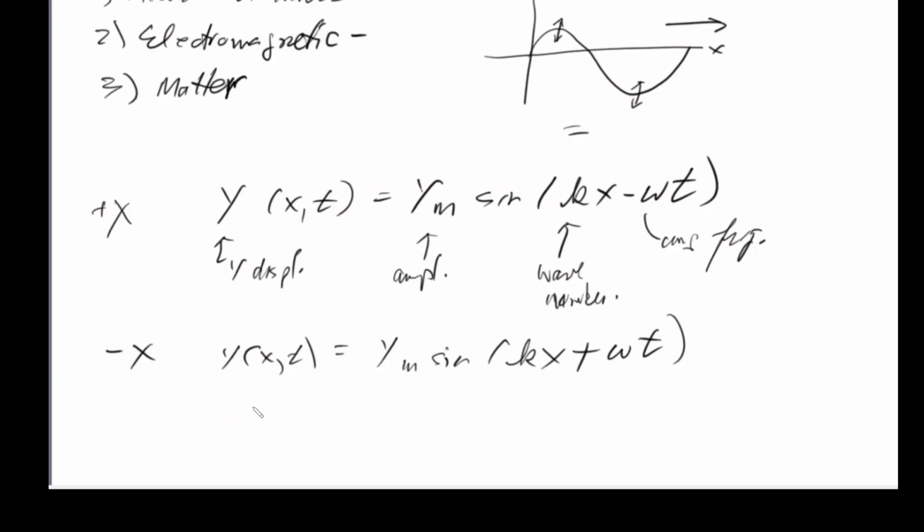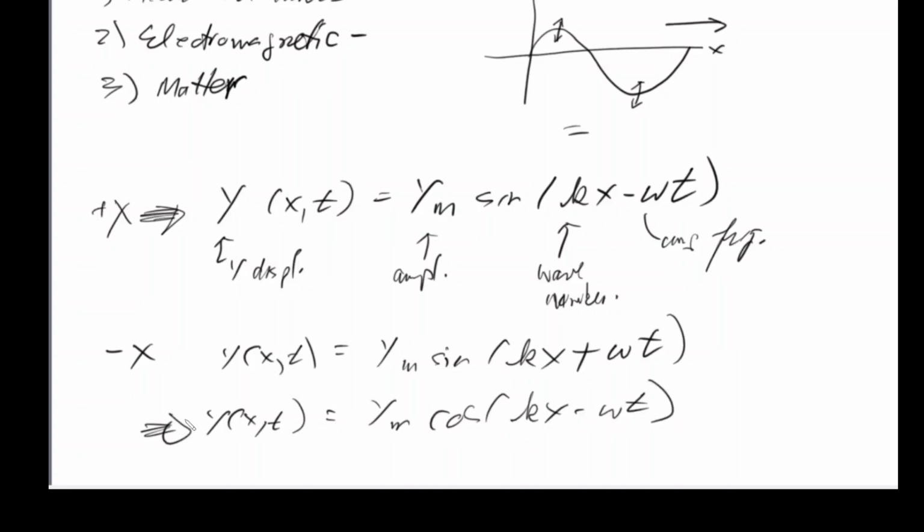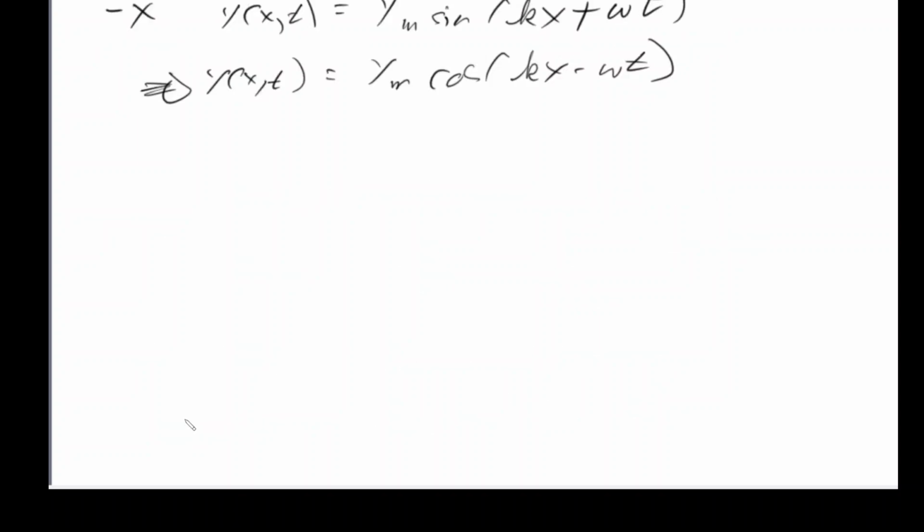Now, another type of equation that gives us a sinusoidal pattern would involve the cosine. So you could use this equation, or you could use y of x of t is ym cosine kx minus omega t. Either one would work, but we're going to stick with the sine equation for our purposes. Now let's go over some of the terms and definitions.